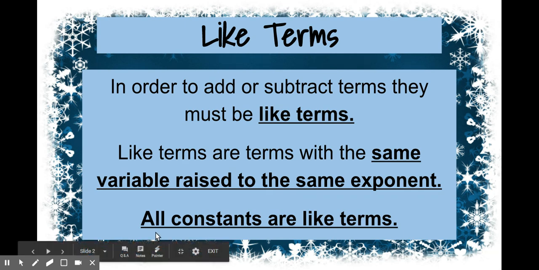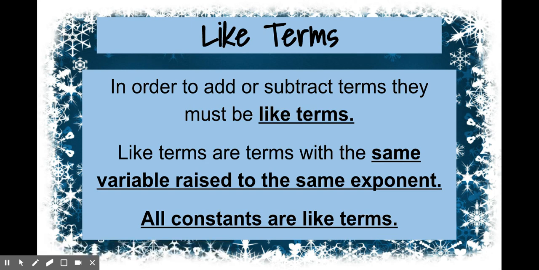What we also talked about was that all constants are like terms. So 5 and 9 are like terms. -3 and 100 are like terms. Because remember, constants are numbers with no variable.